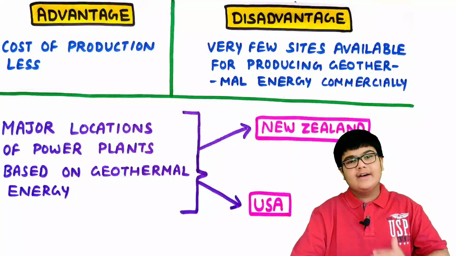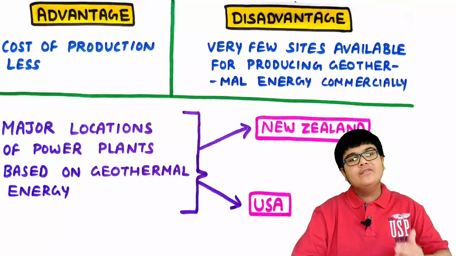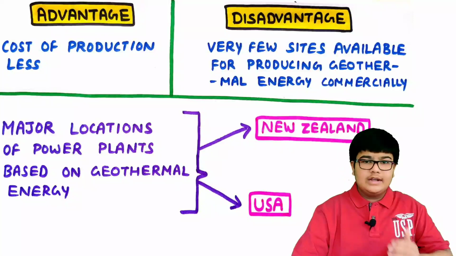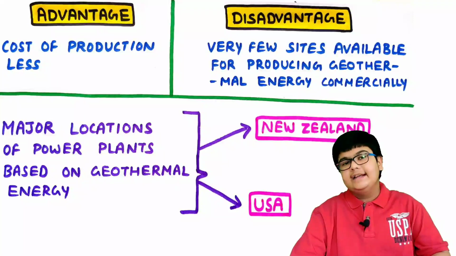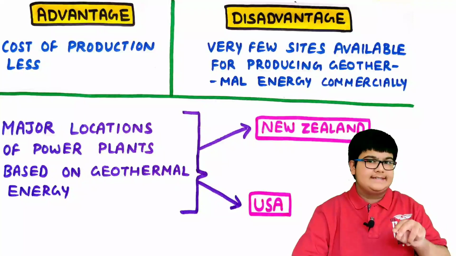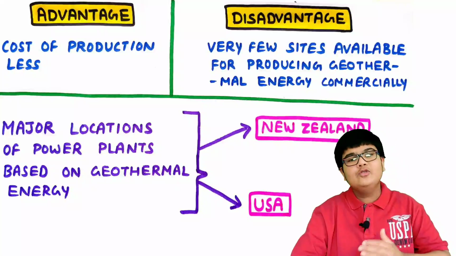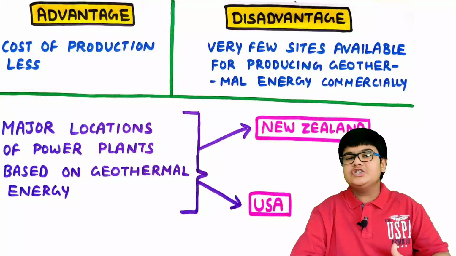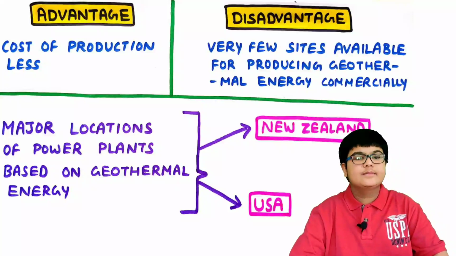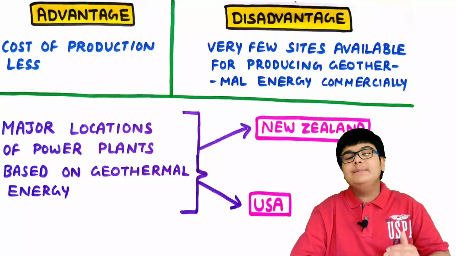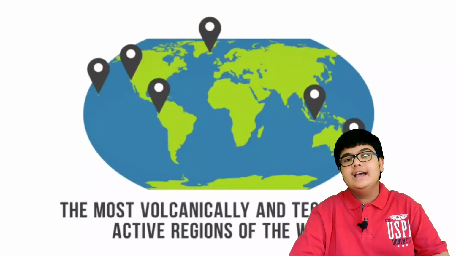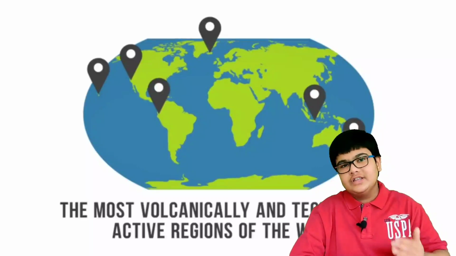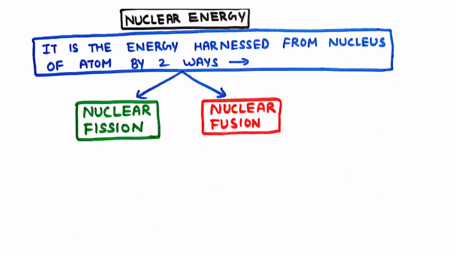Now let us see the advantages and disadvantages of geothermal energy. So the advantage of geothermal energy is that its cost of production is very less. But on the other hand, very few sites are available for producing geothermal energy commercially. The major locations of power plants based on geothermal energy are New Zealand and the United States of America.